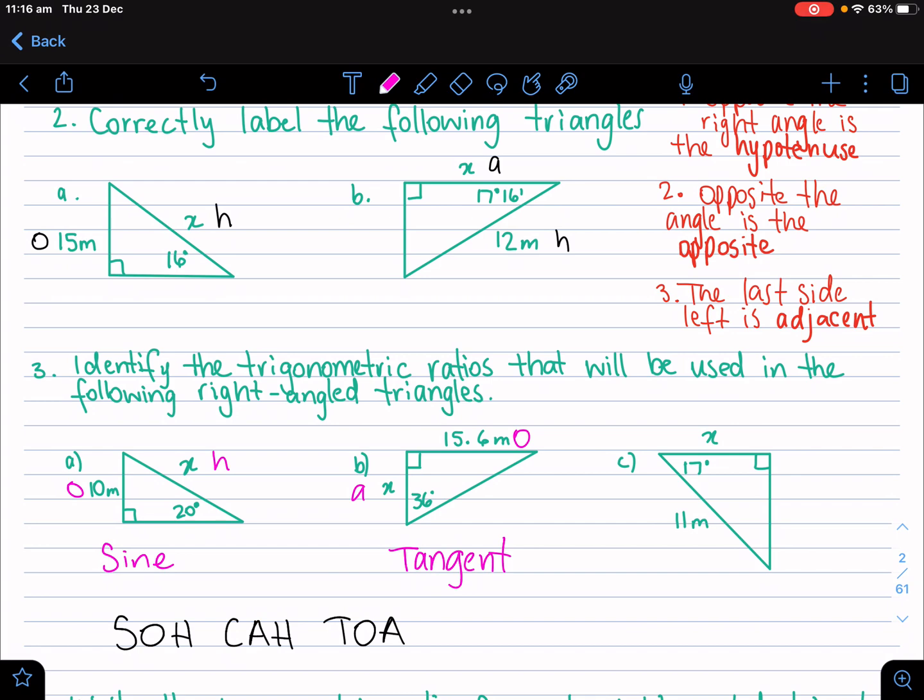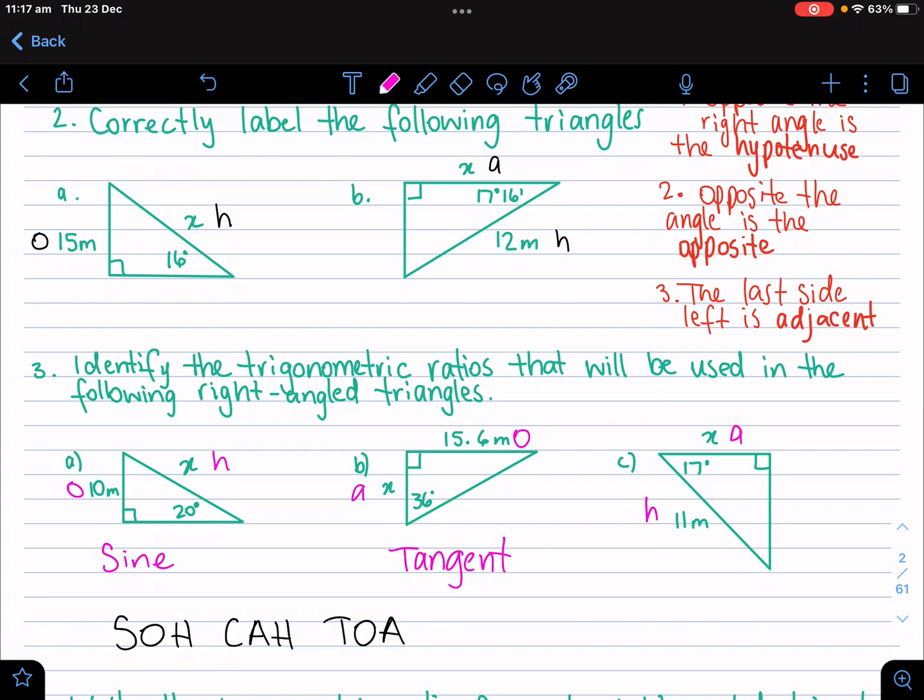Let's move on to C. Now with C, opposite the right angle is the hypotenuse. That is given, so I'm going to put an H there. Opposite the angle is O. There's nothing there, so I'm going to leave O. And the third side that is left is A.